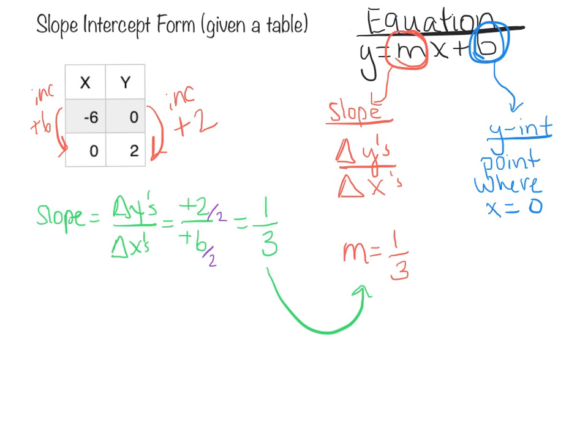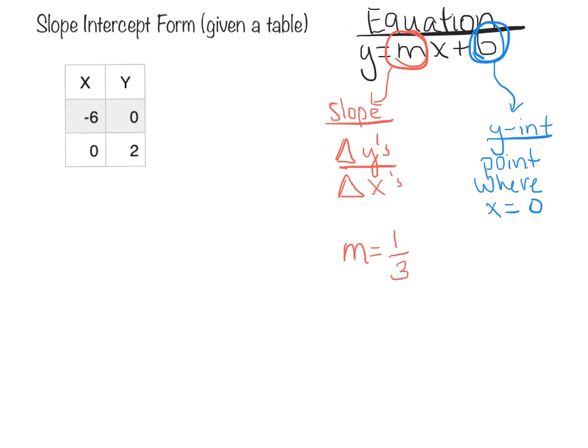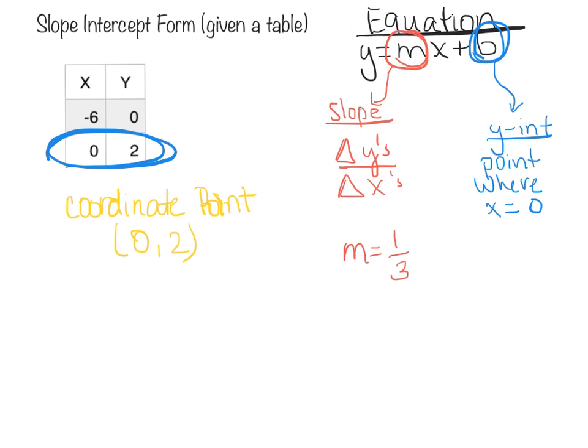So let's go on to the y-intercept. Remember, you're looking for the x value of 0 because that is where our y-axis is. So all our y-intercepts will have a point where x equals 0. In this particular table, I have (0, 2). So my coordinate point for my y-intercept is (0, 2). That means the y value in that coordinate point is your b value in your equation. So I know that I have a b value of +2.